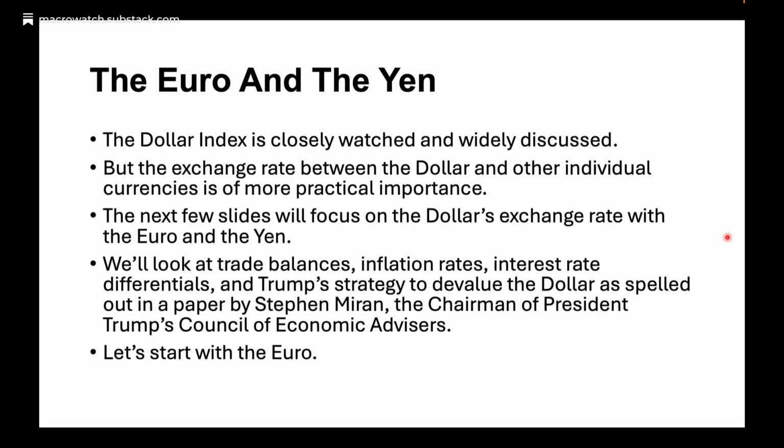The dollar index is closely watched and widely discussed, but the exchange rate between the dollar and other individual currencies is of more practical importance. The next few slides will focus on the dollar's exchange rate with the euro and the yen. We'll look at trade balances, inflation rates, interest rate differentials, and Trump's strategy to devalue the dollar, as spelled out in a paper by Stephen Miran, the chairman of President Trump's Council of Economic Advisors.